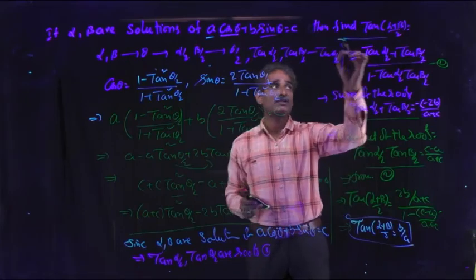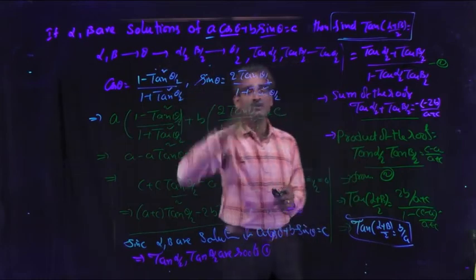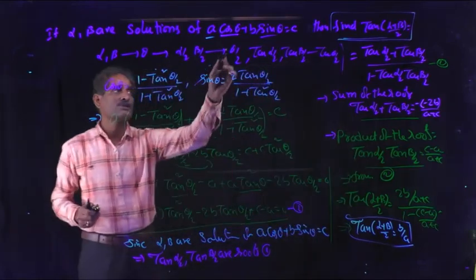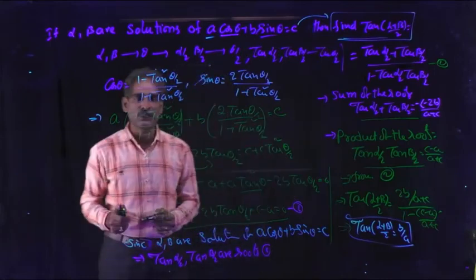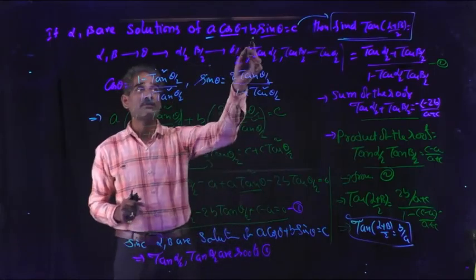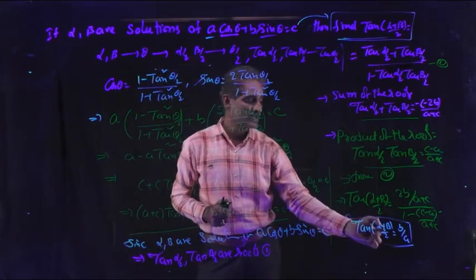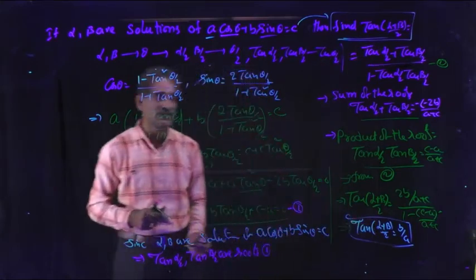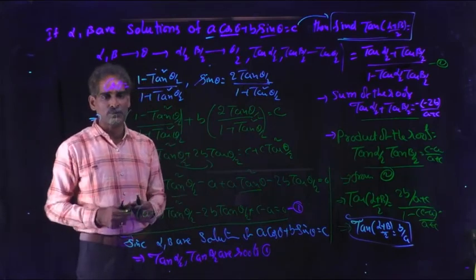It is a very, very important formula for objective. If alpha, beta are the solutions of a cos theta plus b sin theta equal to c, then immediately we can write tan of alpha plus beta by 2 equal to coefficient of sine by coefficient of cos. With the help of this formula, tan alpha plus beta by 2 equal to b by a, we can solve problems which are very, very important from the objective point of view.